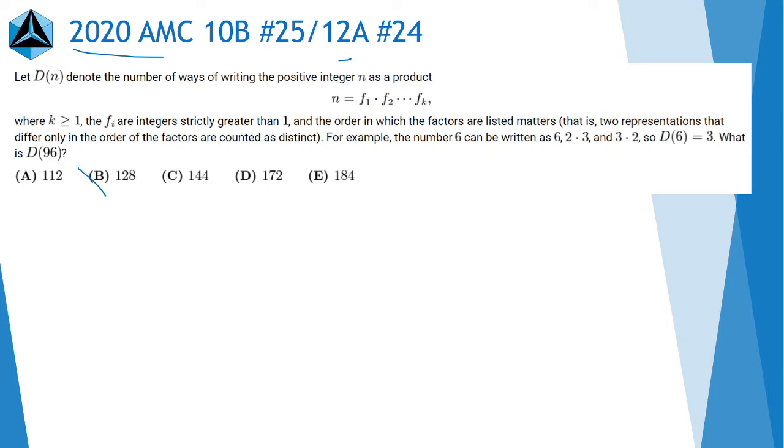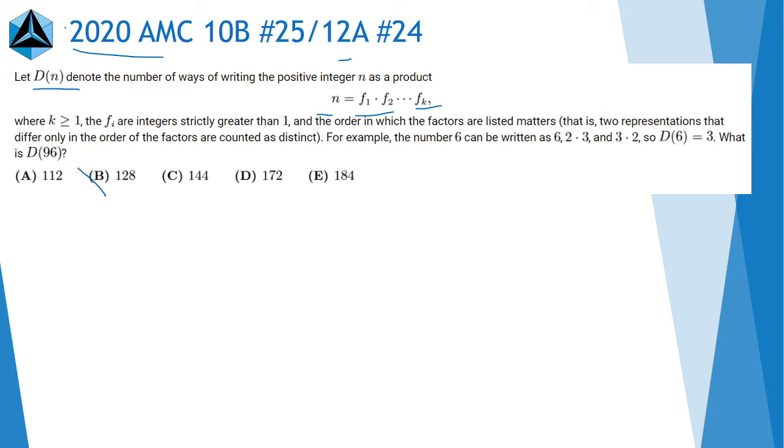Okay. So it says let d of n denote the number of ways of writing the positive integer n as a product n equals f1 times f2 all the way to f of k, where k is greater than or equal to 1. So the fi are integers which are strictly greater than 1, and the order in which the factors are listed matters. That is, two representations that differ only in the order of the factors are counted as distinct.